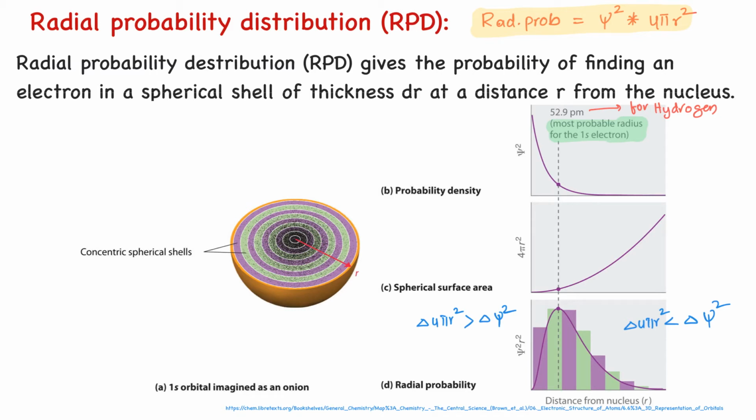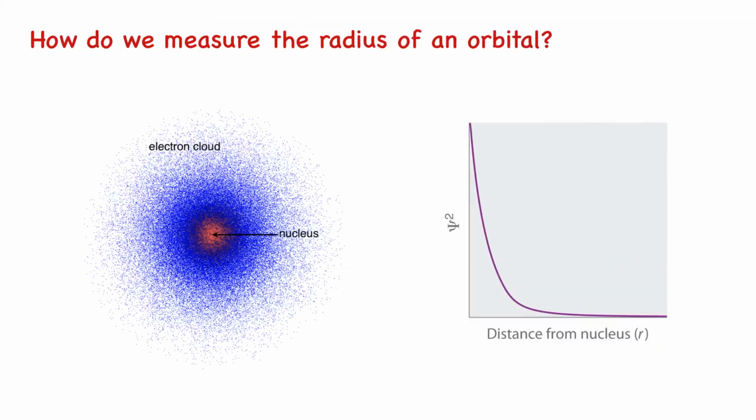Yes, this is exactly the radius of the n equals 1 shell calculated by Niels Bohr using his model of the atom. In this slide, we will discuss how we measure the radius of an orbital.